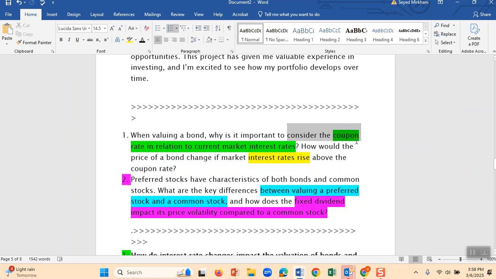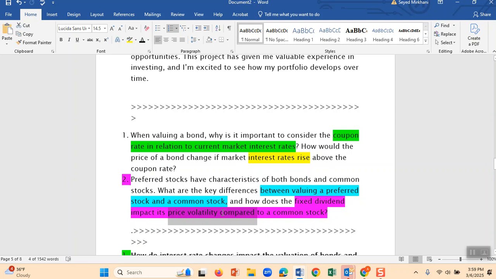The price of the stocks is a little bit tricky, because you have expectations of what's going to happen in the future. Is this company going to be very successful? Therefore, what he does, okay, then it is another question, this student. Bonds, common stock, what are the key differences with preferred stock? We already said preferred stock, common stocks. And how does the fixed dividend impact price?